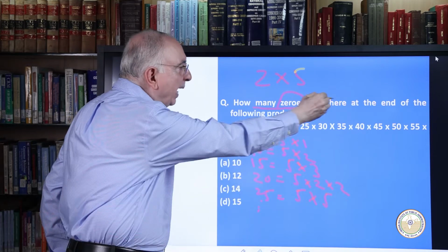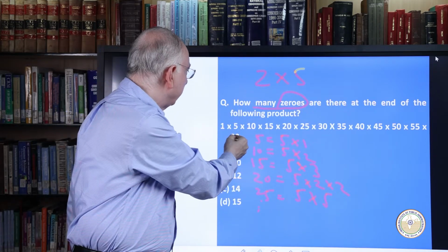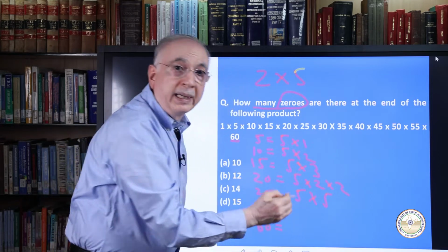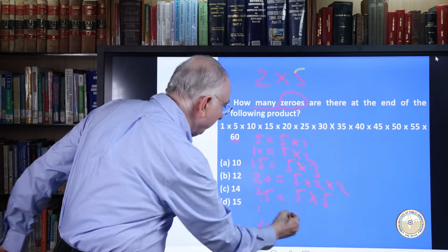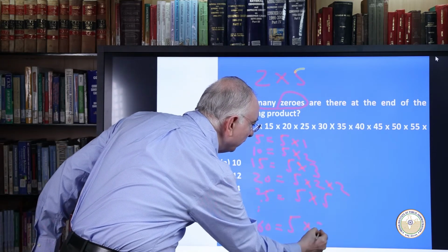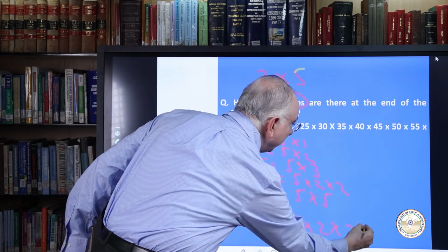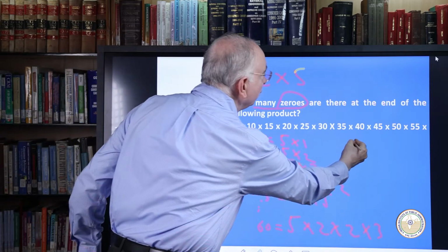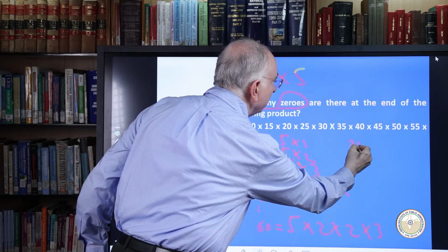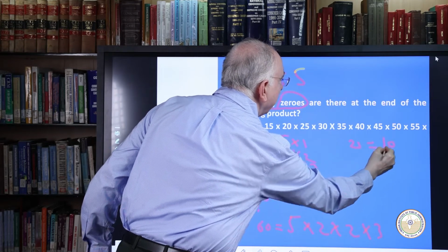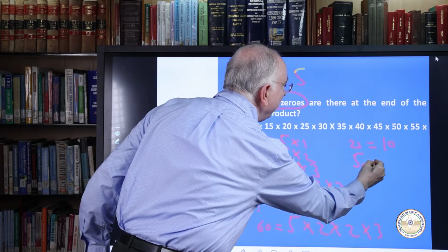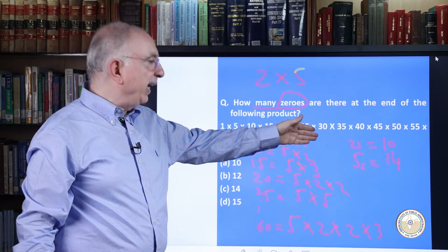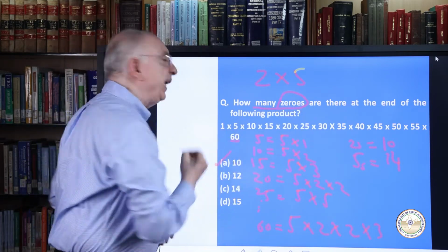So if we count for the product of each of these numbers, like 60, for instance, let me do this. 60 will be broken as 5 into 2 into 2 into 3. We can do the intermediate steps, and if we count, the total number of 2s will be 10 and the total number of 5s will be 14. Now the minimum of these two, that means 10, will be the right answer. So option A is the right answer.